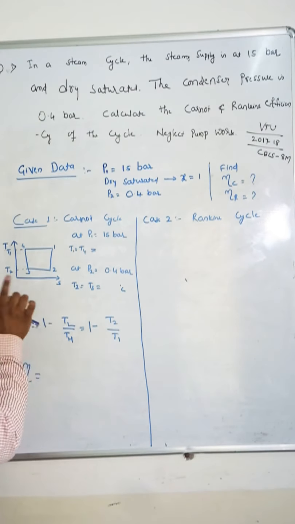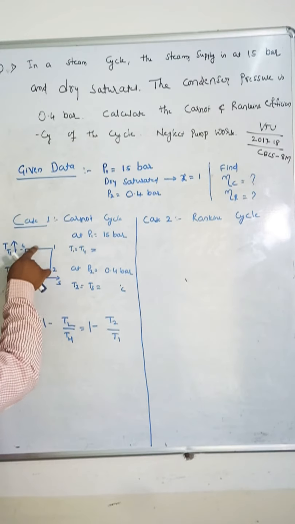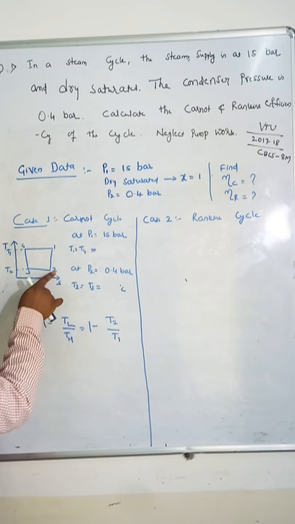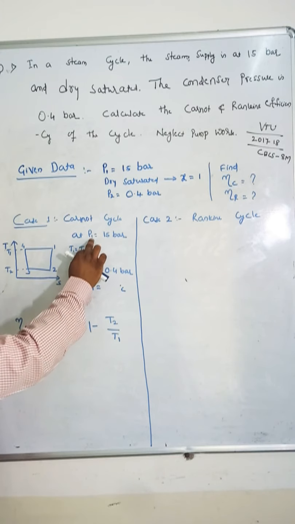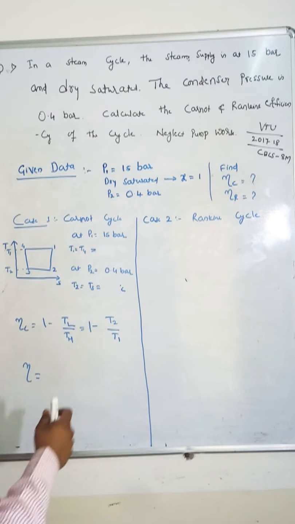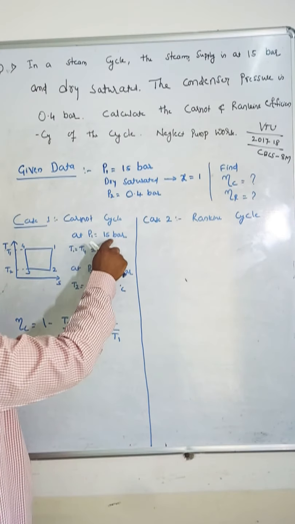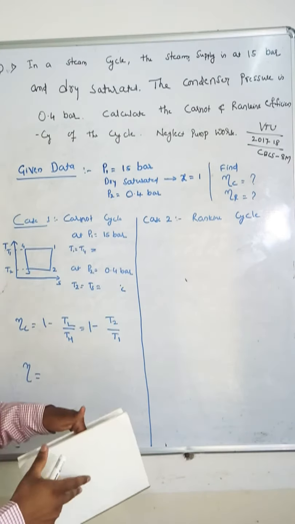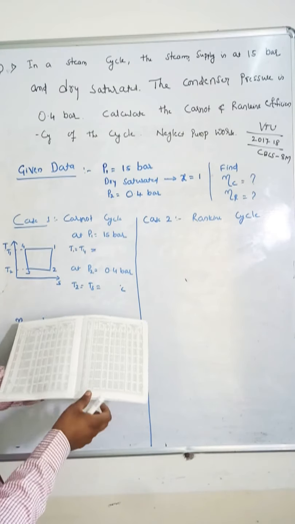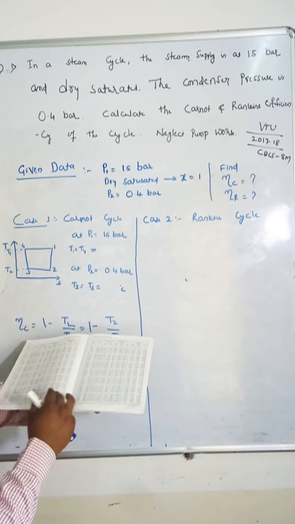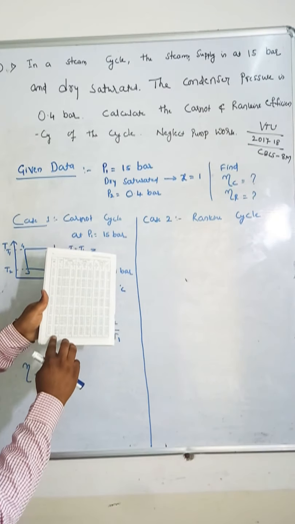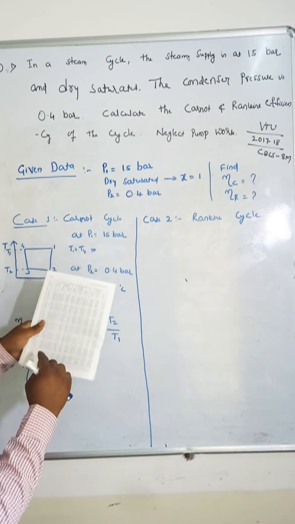This is the TS diagram. It will be a rectangle. So T1 is equal to T4 and T2 is equal to T3. Pressures P1 and P2 are given already. So at P1, what is the temperature? We'll see from the steam table. 15 bar. Just look here. So this is 15 bar. Temperature is 198.3.